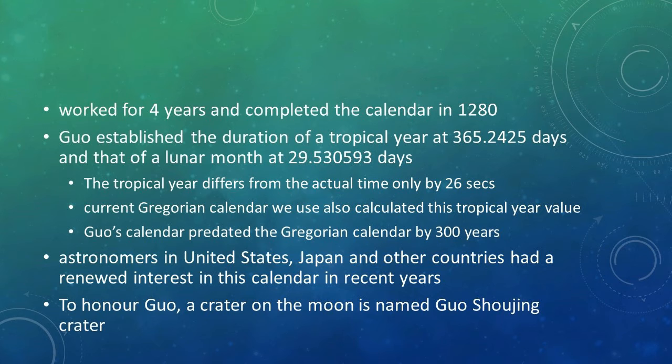And what is amazing is that this calendar predated the Gregorian calendar by 300 years. It's quite accurate, because this measurement only differs from the actual time by 26 seconds. Astronomers in the United States, Japan, and other countries recently had a renewed interest in this calendar, so they've been digging it out and studying it. To honor Guo Shoujing's contribution, a crater on the moon is named after him, the Guo Shoujing crater. After the invention, I believe the calendar was also adopted by other countries: Japan, Korea, and Vietnam.